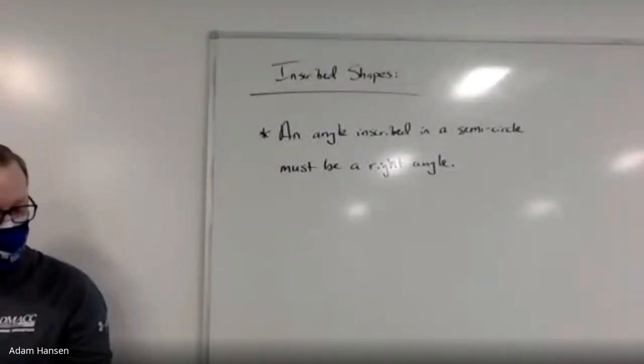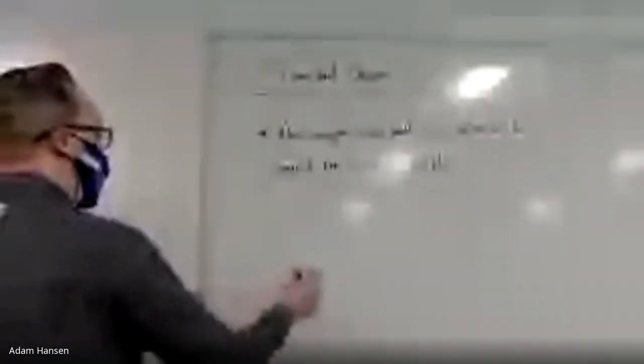The first one says that an angle inscribed in a semicircle must always be a right angle. So draw a circle. A semicircle is what part of a circle? Half. So let's draw a diameter to cut the circle in half.